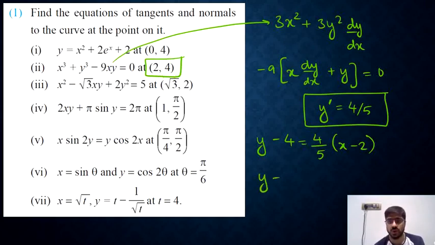So y minus 4 equals, if that's the slope of your tangent, the slope of normal will be minus 5 by 4 into x minus 2. Because the point remains the same, it's only the slope that is going to be the negative reciprocal of 4 by 5. Because if the slope of tangent is 4 by 5, slope of normal is the negative reciprocal of it. Simplify the two equations to get the final equations of tangents and normals.